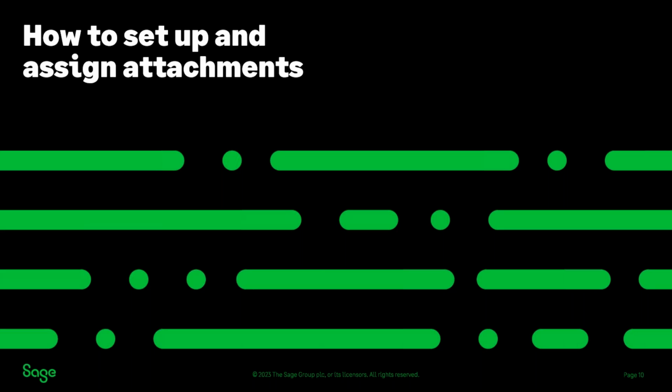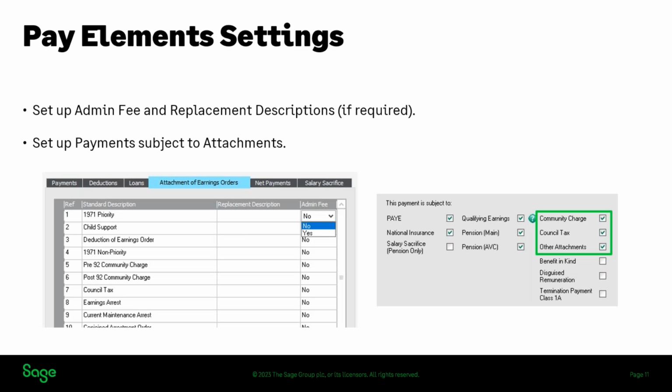So when you receive an attachment order, you will need to decide whether or not you're going to deduct that £1 admin fee. And if you are, you will need to set this up in the pay element setting against that type of attachment. So there'll be a drop down where you can set admin fee to yes or no. And then if you've set it to yes, it will deduct a further £1 from your employee.